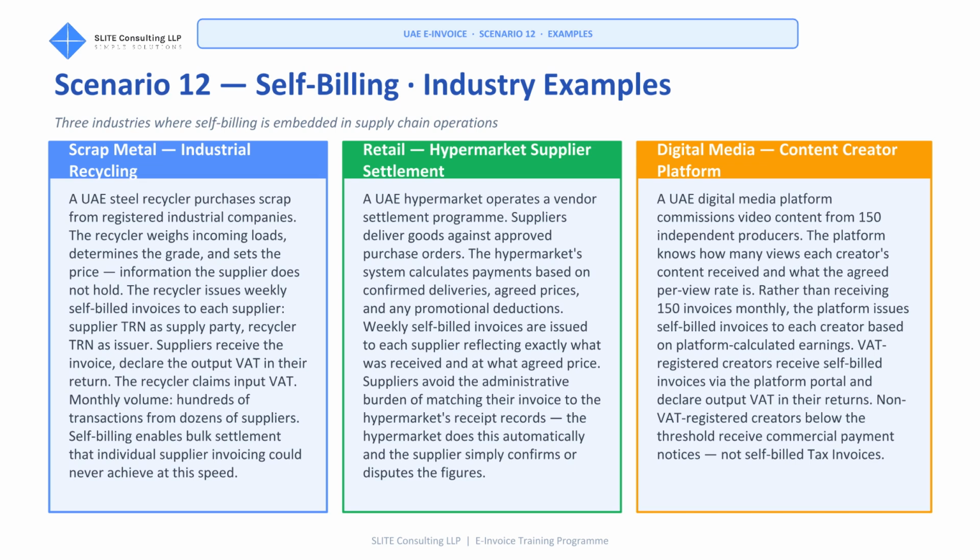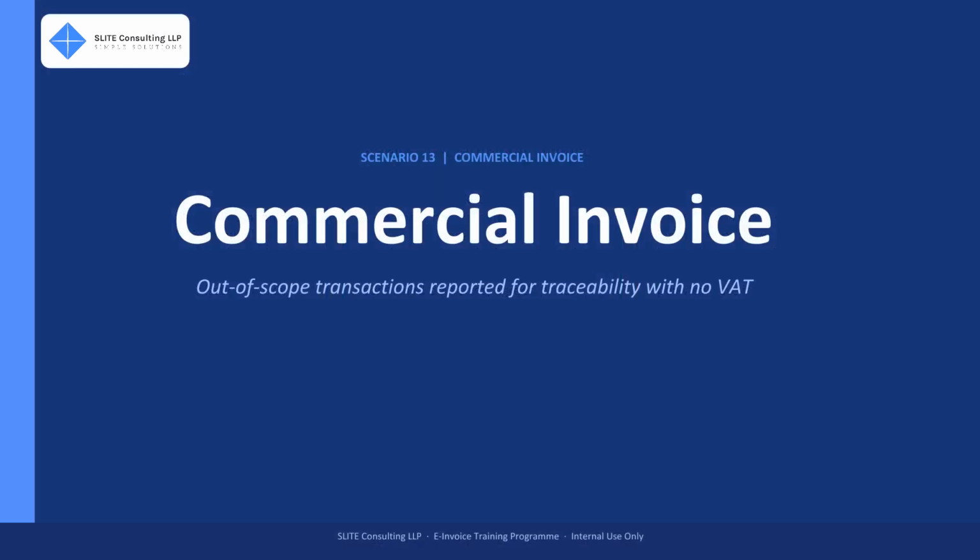Now Part 2, the commercial invoice. We now move to Scenario 13, the commercial invoice. This is a single, specialized document used for transactions that fall entirely outside the UAE VAT system. Not zero-rated, not exempt, out of scope, but, and this is the critical point, still reported through the ASP for traceability. The FTA wants visibility on every transaction in the economy, even those it does not tax. Let us see when this applies.